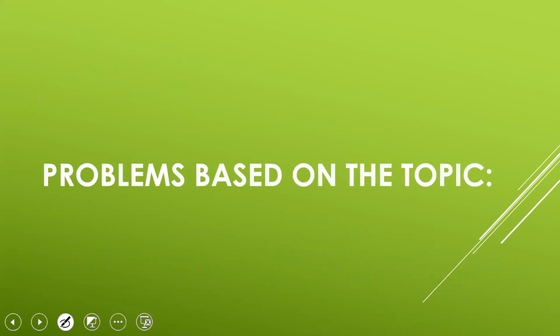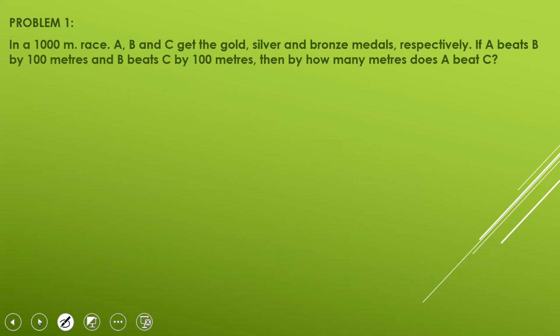Let's discuss problems based on the topic. Problem number 1. In a 1,000-meter race, A, B, and C get the gold, silver, and bronze medals, respectively. If A beats B by 100 meters and B beats C by 100 meters, then by how many meters does A beat C?